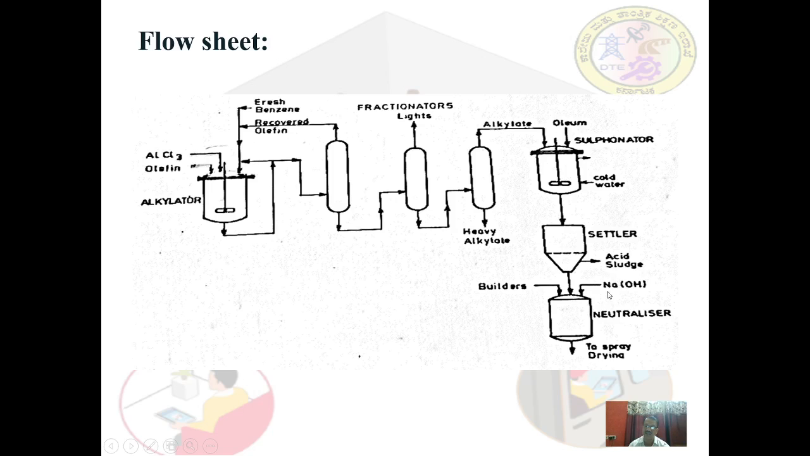That's why they add an alkali such as sodium hydroxide into that, and then the mass is taken out and fed to a spray dryer for drying, and we get detergent powder. Detergent is obtained as a liquid detergent.